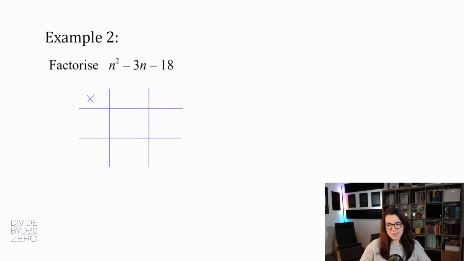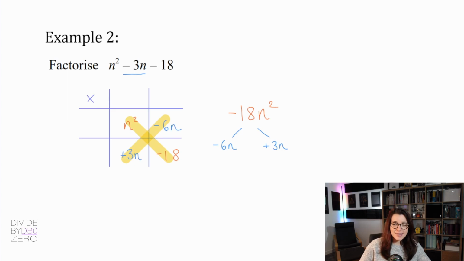Example 2, factorise n squared minus 3n minus 18. So again, it's these two diagonals that are interesting here. Start by filling in the top left and the bottom right. Multiply those two things together, minus 18n squared. Now we've got to think of two numbers that multiply to give minus 18n squared, but at the same time add to give minus 3n. That's going to be minus 6n and plus 3n. We can stick those in the grid and then factorise each row and column.